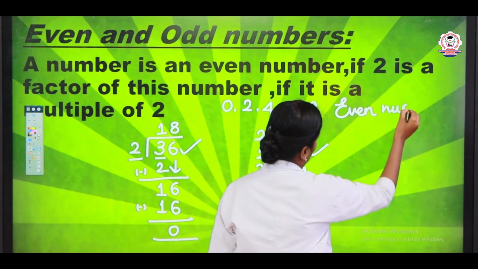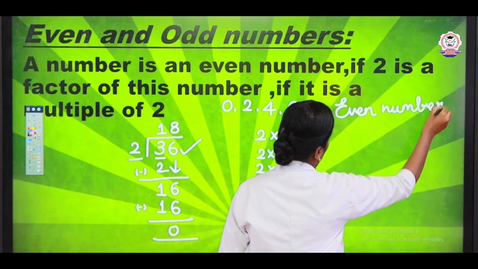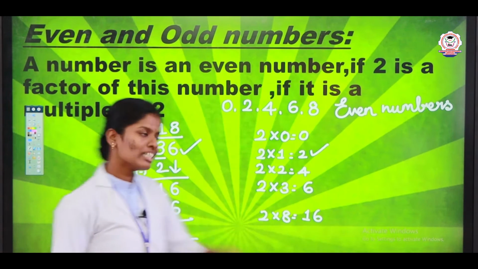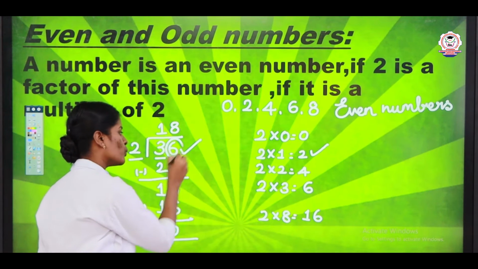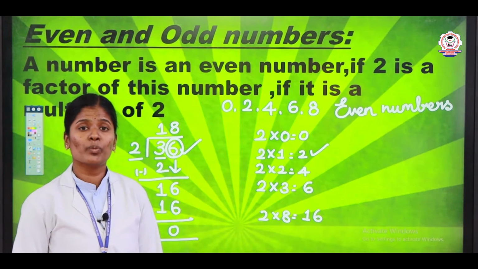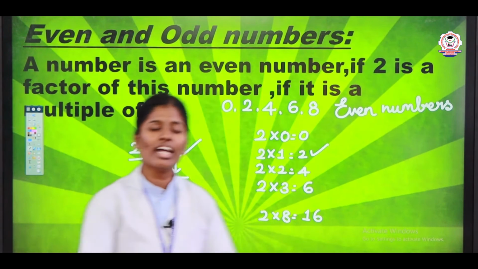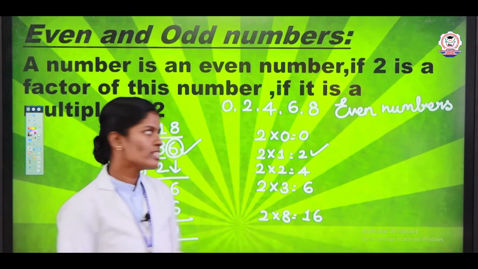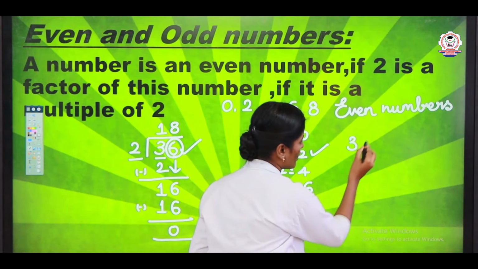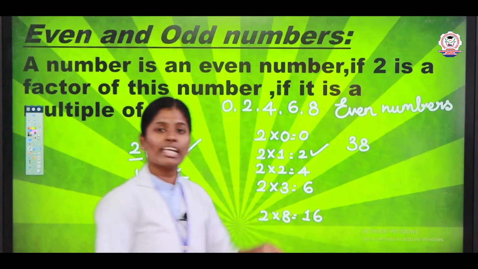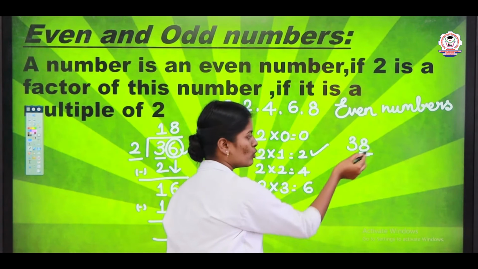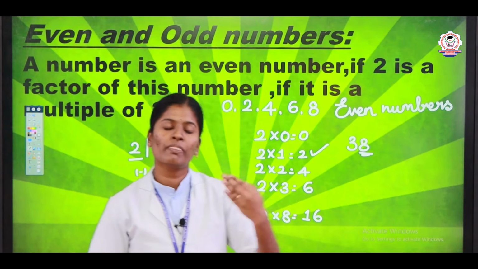Even numbers. So here 36, the number ends with 6. So 36 is an even number. Next you will see 38. 38 is also an even number. The numbers that end with 0, 2, 4, 6, 8 are called even numbers.